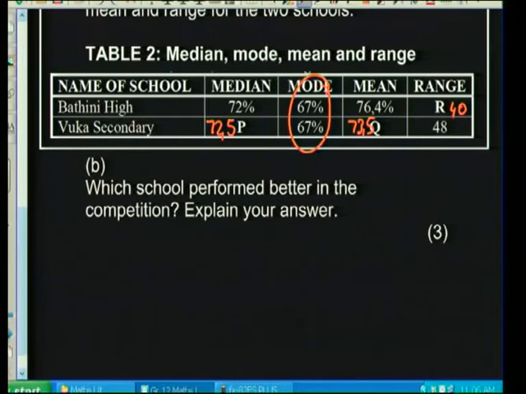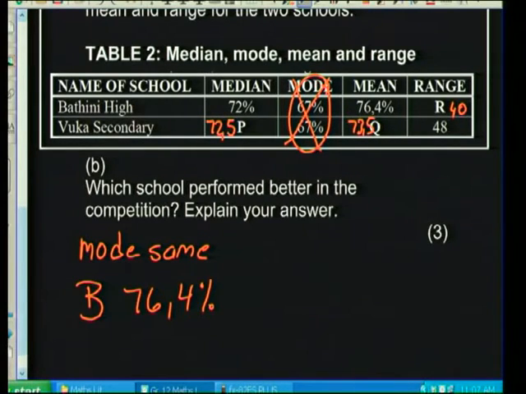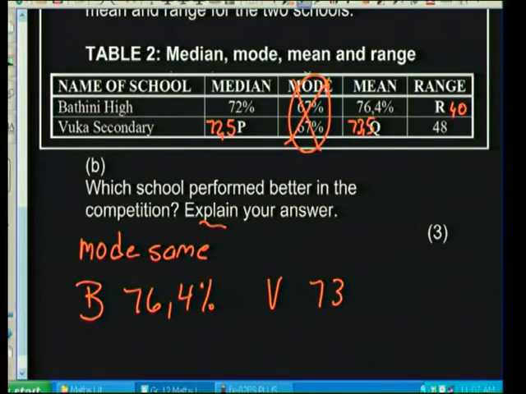So if we look at the two, our modal class is the same, so we really don't need to compare them. We can cross them out, or we can say the mode was the same. So let's say mode was the same. When looking at our mean, our average, we see that Bethany got 76.4%. I'm going to write that in, because in your explanation, I want to see the numbers. I want to see the maths that you are basing your answers on, compared to Vuka that had 73.5%.